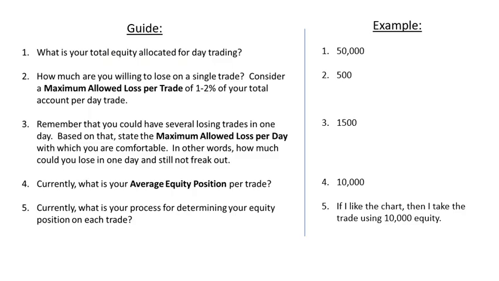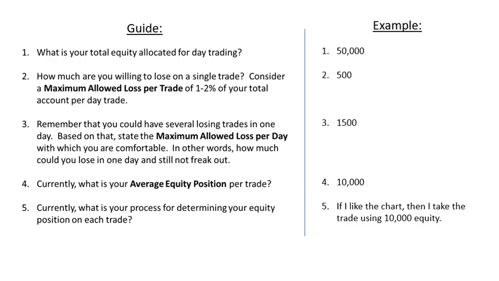So let me walk you through an example of all this. When I ask what is your total equity allocated for day trading, let's just use the example of $50,000. You may have $50,000 in your day trading account, you may have $100,000 in your swing trading account, whatever. Number 2, how much are you willing to lose in a single trade? Consider 1 to 2%. So 1% of $50,000 is $500. So you might consider $500 to $1,000 is the maximum you're willing to lose on one single day trade, and that'd be a lot.